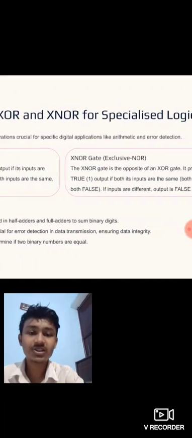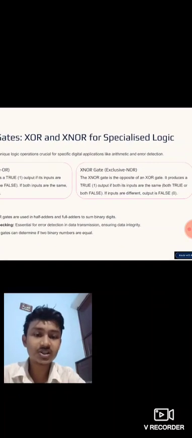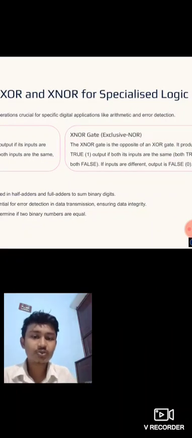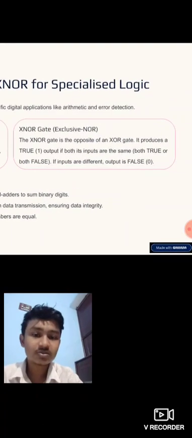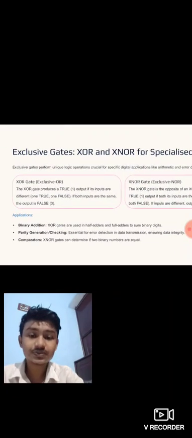Now XNOR gate, exclusive NOR gate. The XNOR gate is the opposite of the XOR gate. It produces a true output if both its inputs are the same, both true or both false. If they are different, the output is false.